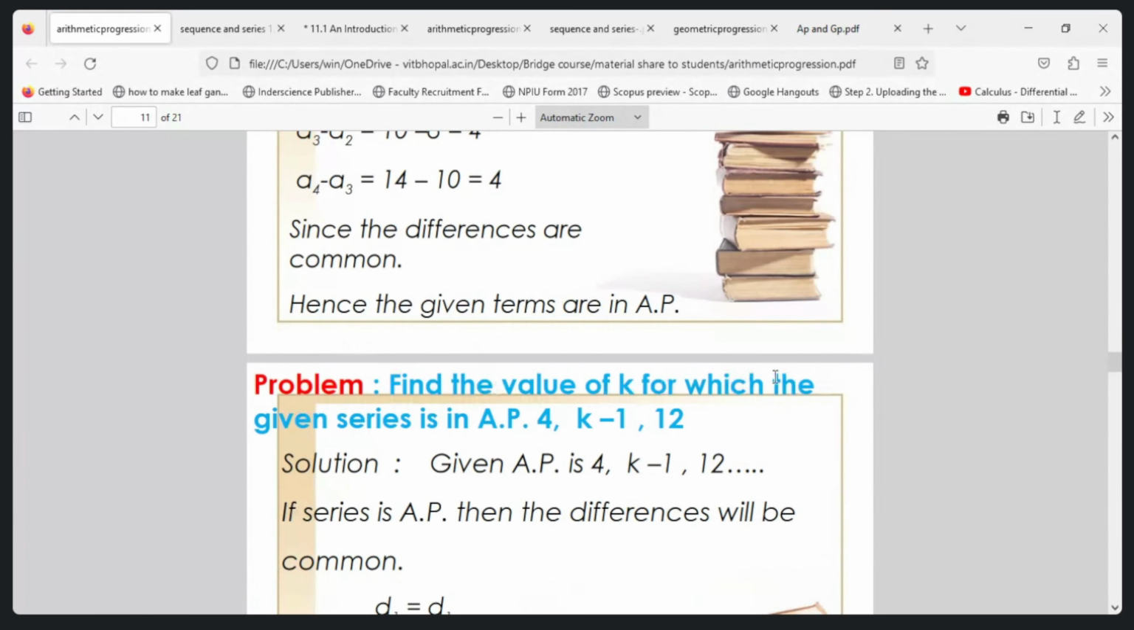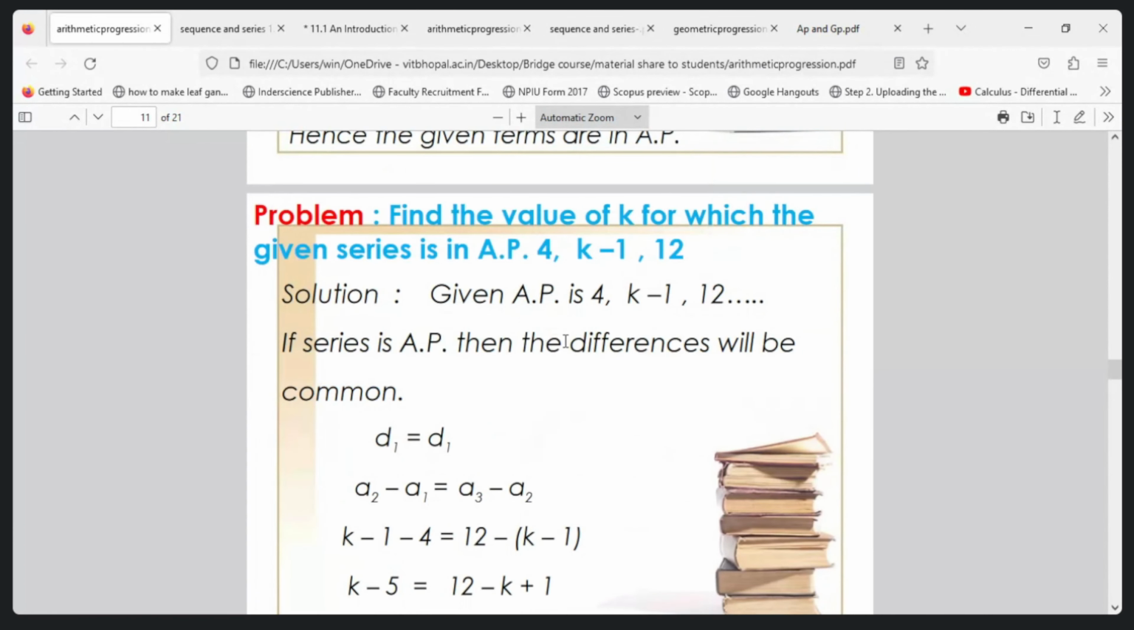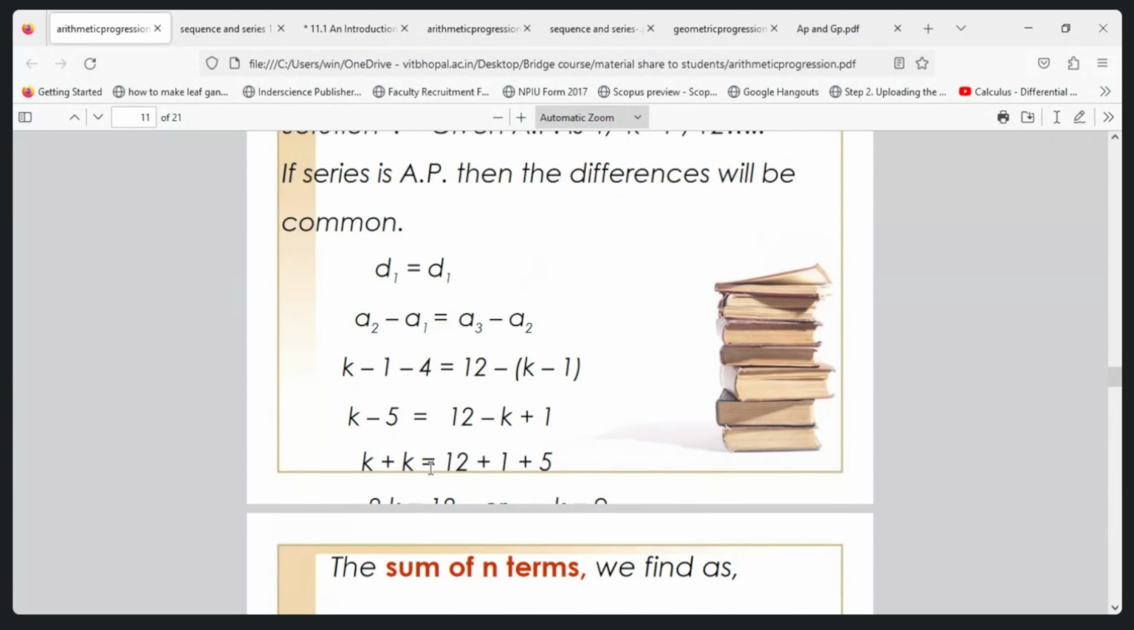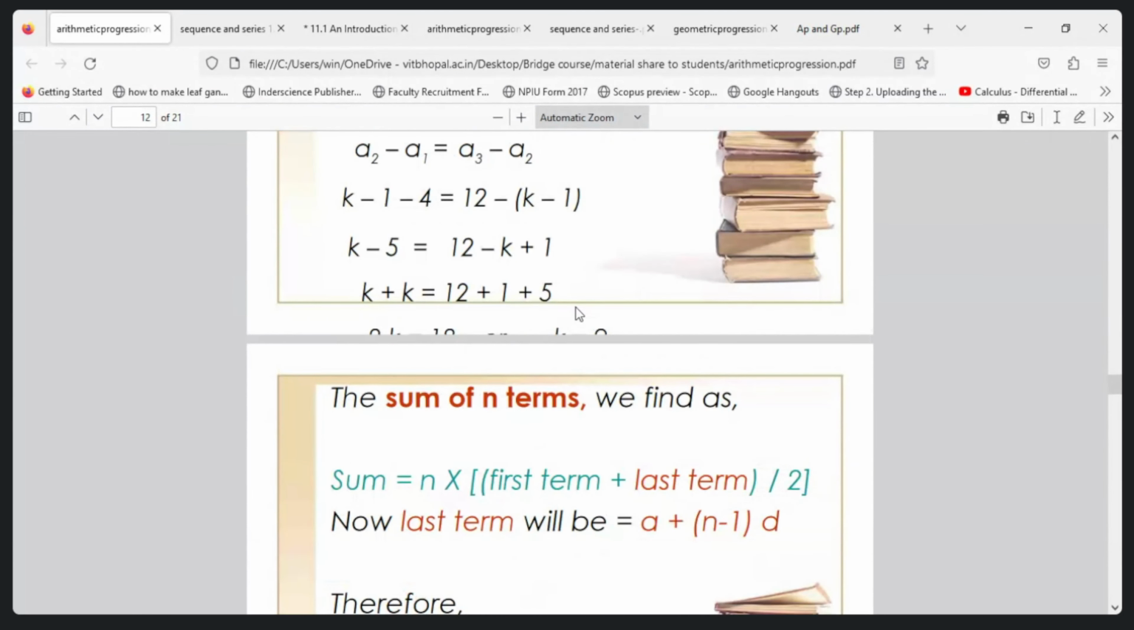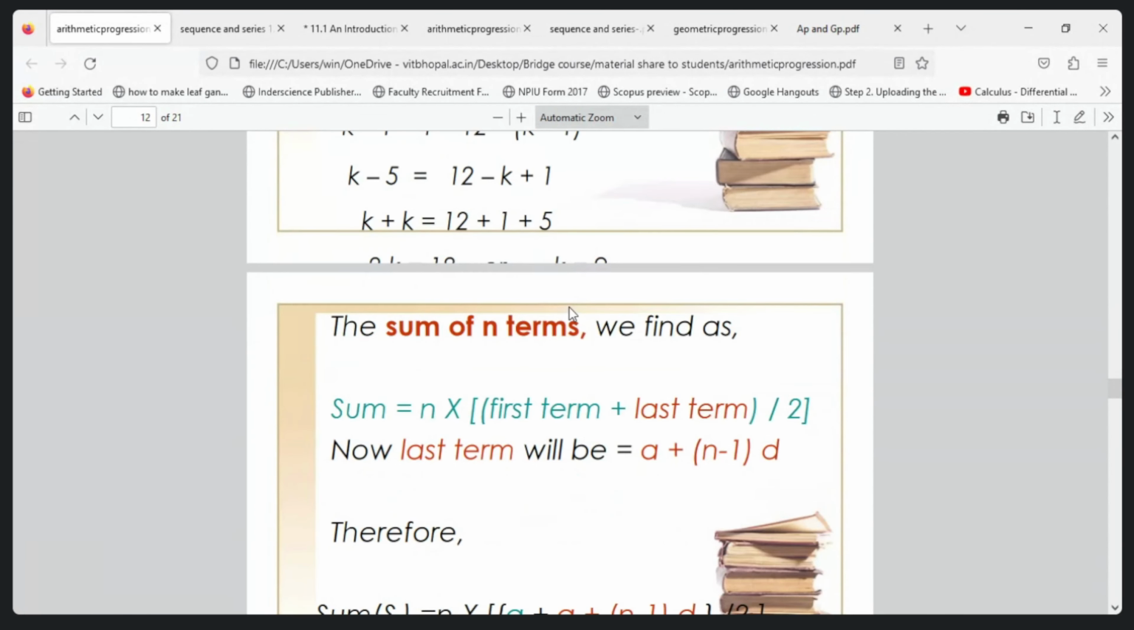Find the value of K for which this series is an AP. The series is K minus 1, 12, and so on. If the series is an AP, then the differences will be equal, D1 equals D2. D1 is A2 minus A1, and D2 means A3 minus A2. So what is the value of K? K is equal to 12 plus 6, 18. K is equal to 9 here.